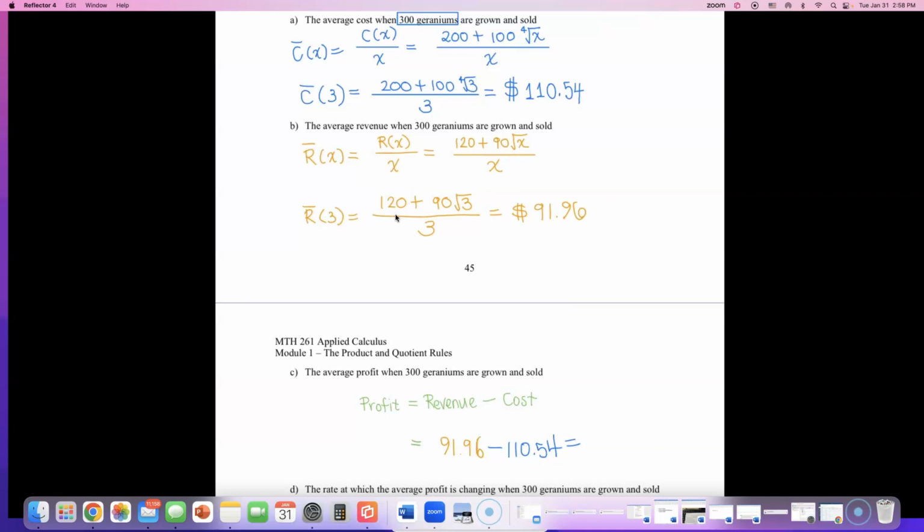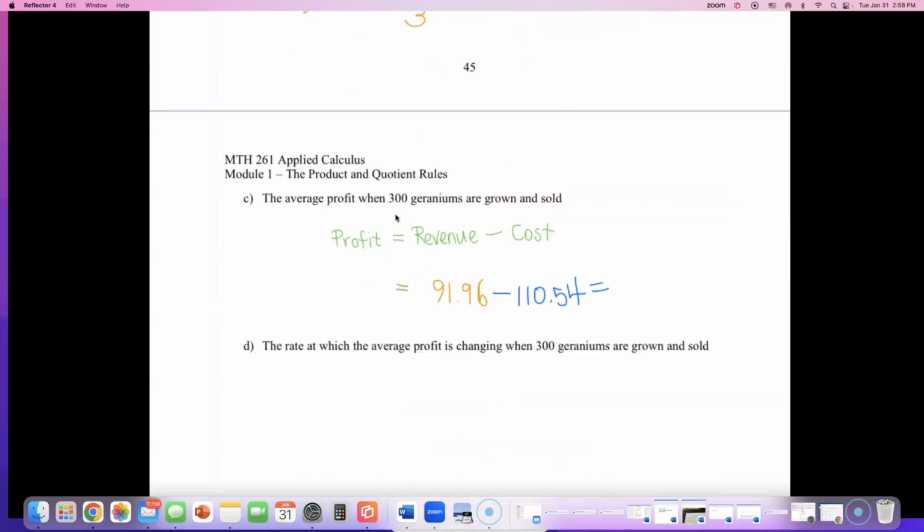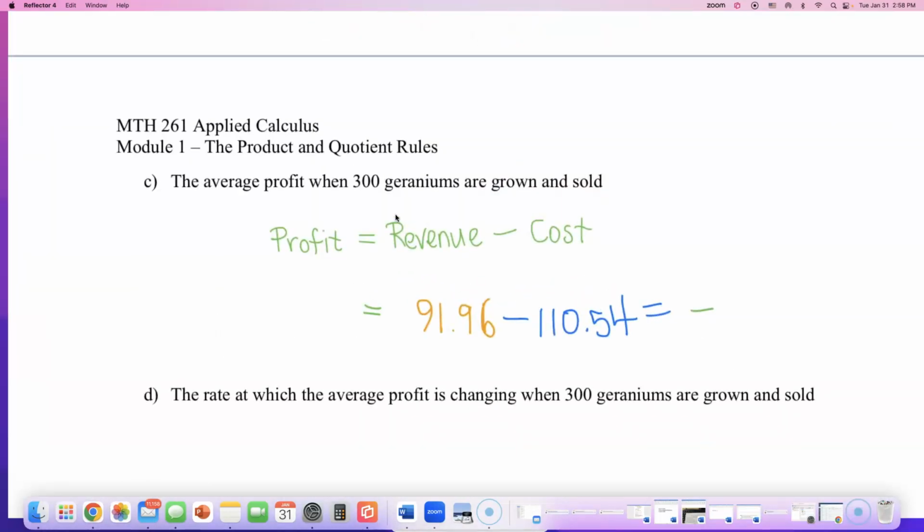I mean, bad news for this company. Their profit is in the negative. Is that possible though? Yeah, they're just not making any profit. So the average loss is actually $18.58. So something's gotta be done about this situation, right? The business better make some money.